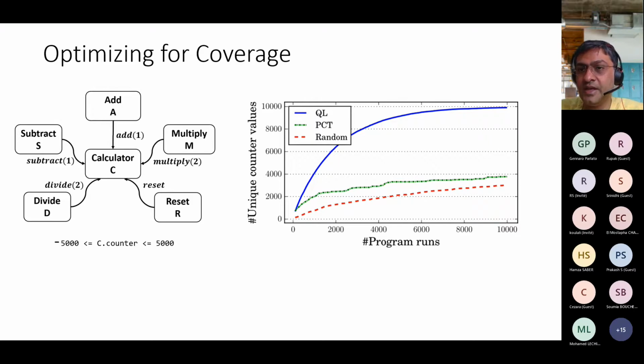But once you tell Q learning that the objective is to maximize the number of counters you've seen, it's able to learn much faster and it's able to do exploration much better than previous techniques. So this goes to show that once you start making observations of the state of the program, you can do your exploration much better than otherwise.